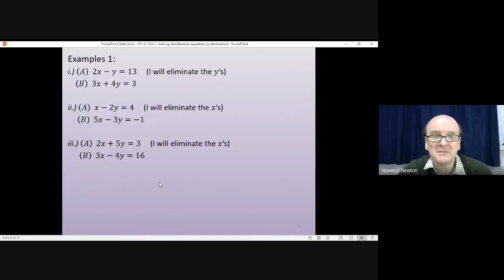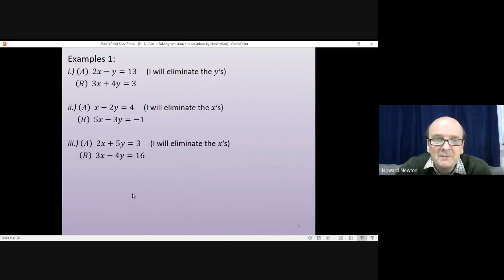Okay, 3 questions for you to have a go at yourselves. There are lots of ways, as I said, of solving these. For that reason, I've told you how I'll be doing it. So if you want to check your answer against mine, then in the first question, I'm going to eliminate the y's. In the second question, I'll eliminate the x's. And in the third question, I'll eliminate the x's again. Have a go yourself. Pause the video. Come back to me when you're ready.